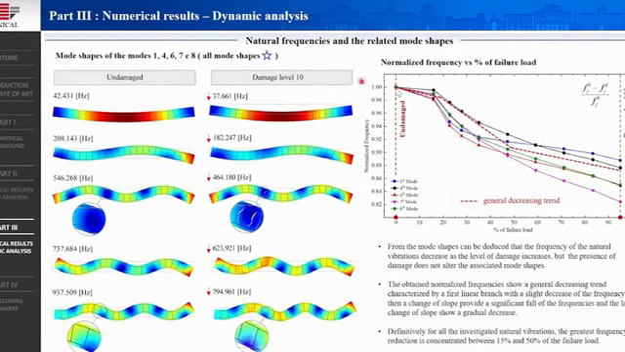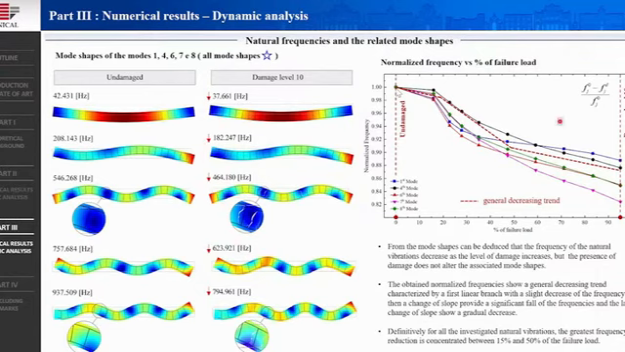Here, the natural frequencies and the related mode shapes are reported for both the undamaged and the damaged configuration of the reinforced concrete beam. They are obtained by solving a linearized eigenvalue problem superimposed on a solution of the static analysis corresponding with the investigated level of damage. As you can see, the natural frequencies decrease as the level of damage increases, but the presence of damage does not alter the associated mode shape.